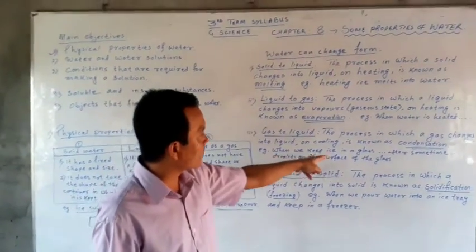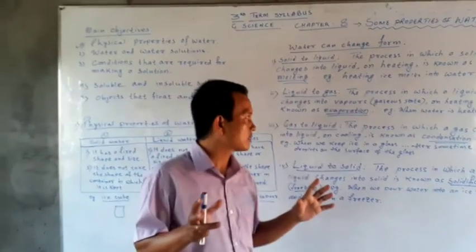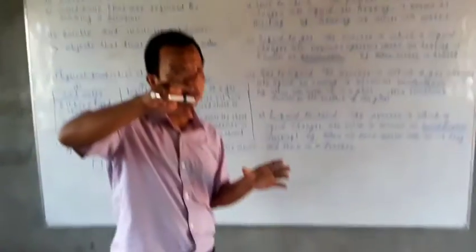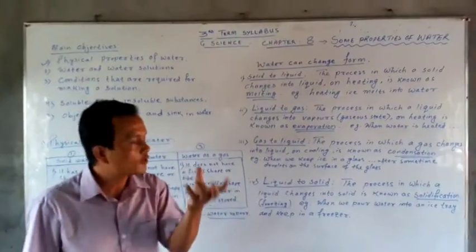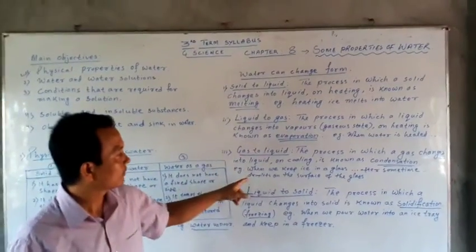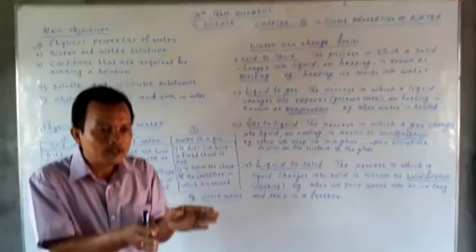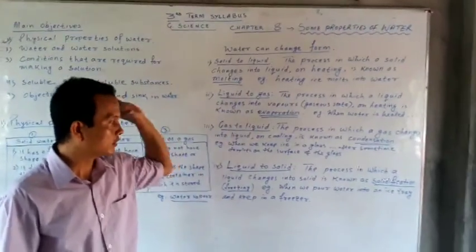Let us see, when we keep ice in a glass, after some time, droplets form on the surface of the glass. So the droplets of water are a sign of liquid that forms from a gas. When ice is kept in a glass, then droplets of water form on the surface of that particular glass where ice is kept. So that turns into liquid.